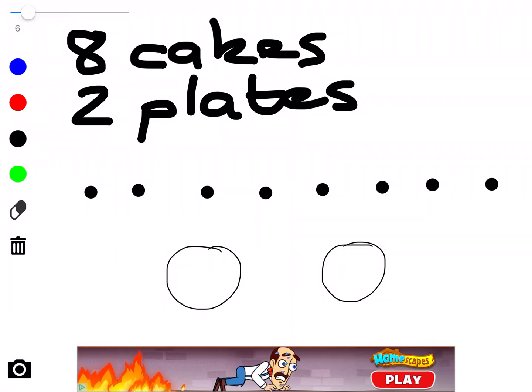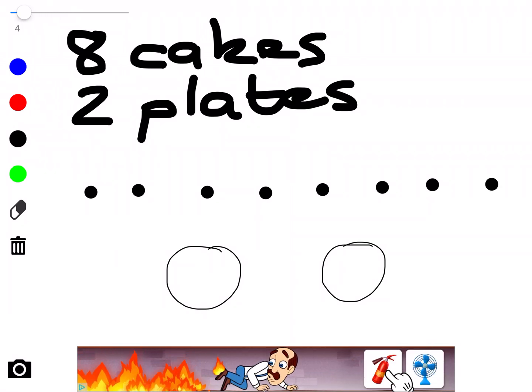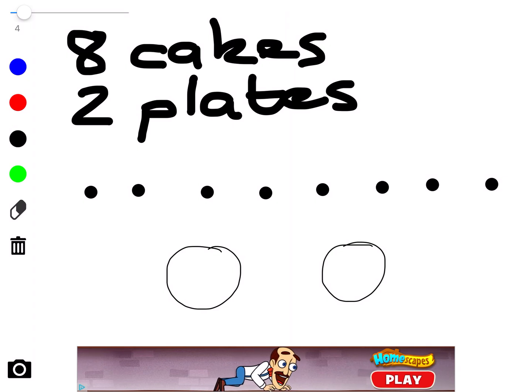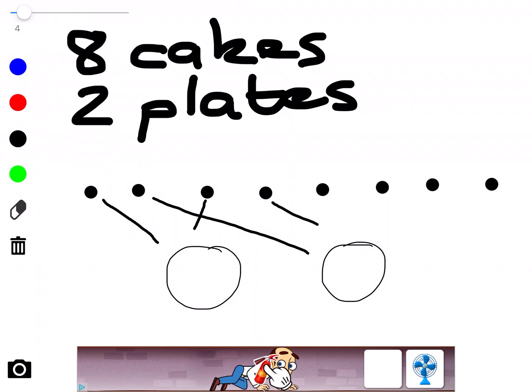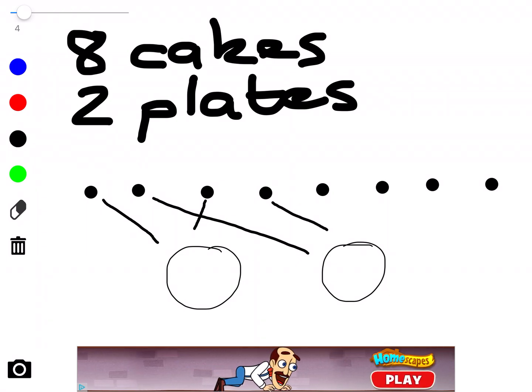Now, whether you're sharing or halving, it doesn't matter. Share them into one group, 1 cake at a time. Okay? So I'll show you what I mean. So what I would do is, my first cake will go to this plate. My second cake will go to this plate. My third cake will go to this plate. My fourth cake will go to this plate. Can you see I'm taking it in turns, putting them on the plates?